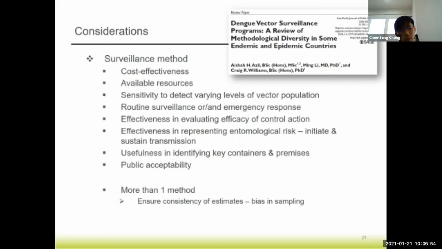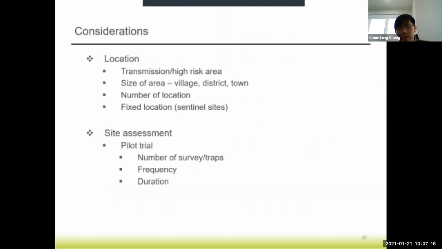And one key thing to note is that often you may need to have more than one method to ensure that you fully capture the information in a particular location. One method by itself may have a certain level of bias, and so you need to have more than one to ensure you can eliminate this bias in sampling. So a few considerations over here as well.